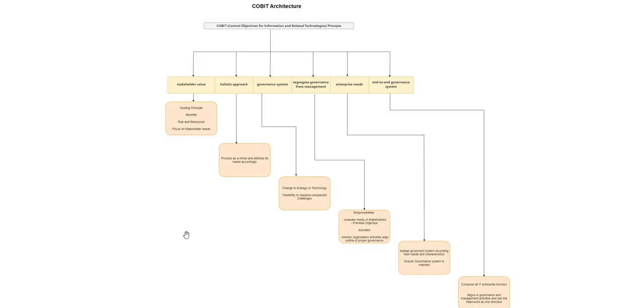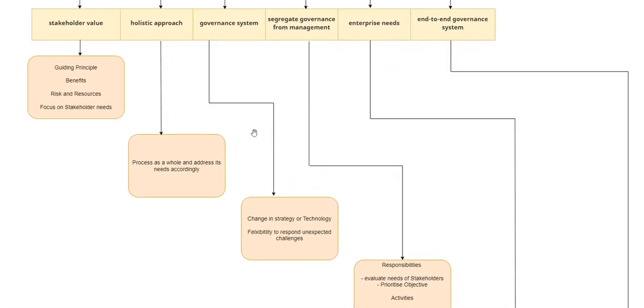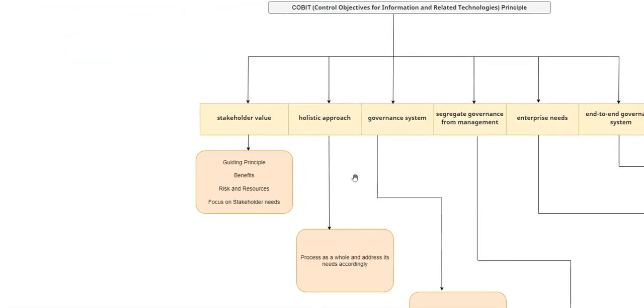So let's start. There are six principles: stakeholder value, holistic approach, dynamic governance system, segregate governance from management, enterprise needs, and end-to-end governance system. So let's go to stakeholder value. Stakeholder value has four main principles, or four main tasks. Guide stakeholder value includes the guiding principle, benefits, risk and resources, focused on stakeholder needs.